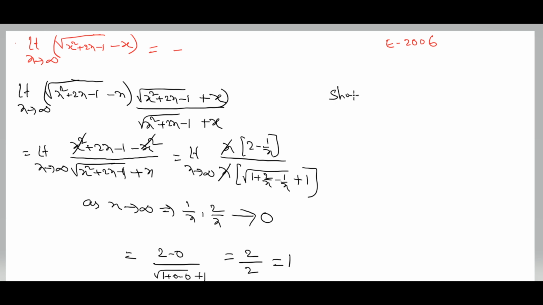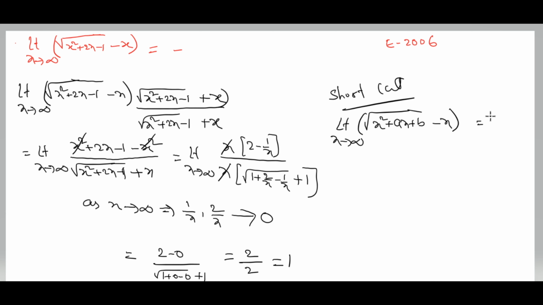Shortcut. The problem is in the form of limit x tends to infinity square root of x square plus ax plus b minus x. When the problem is in this form, the direct answer is equal to a by 2. In the given problem, a value is 2, that is equal to 2 by 2. 2 by 2 is equal to 1.